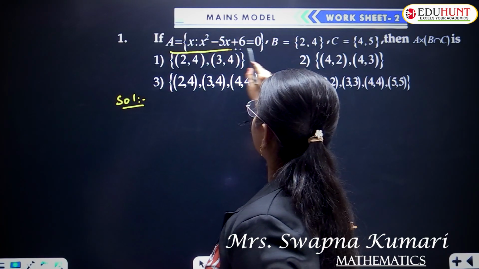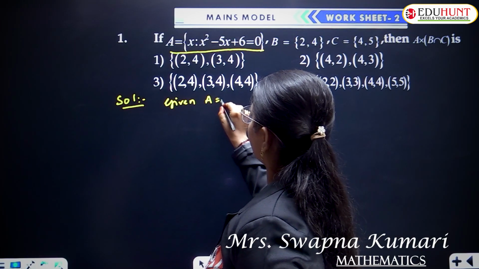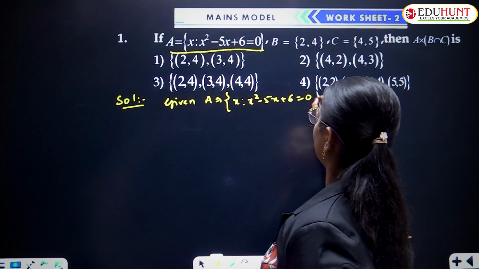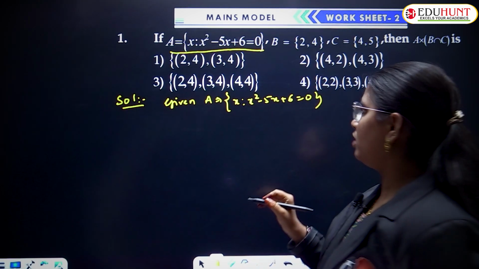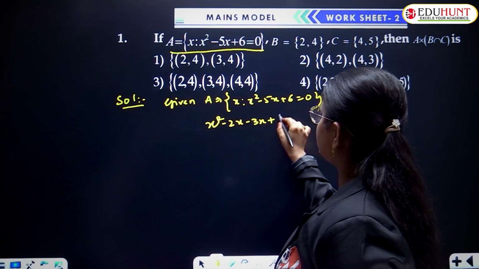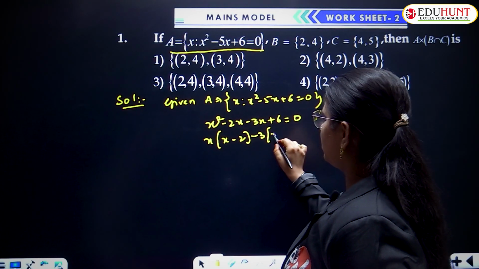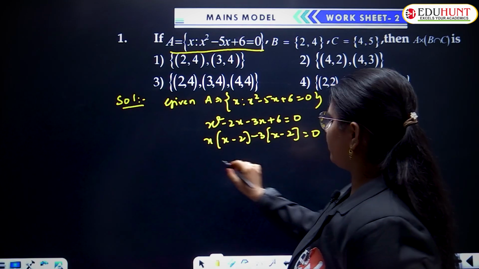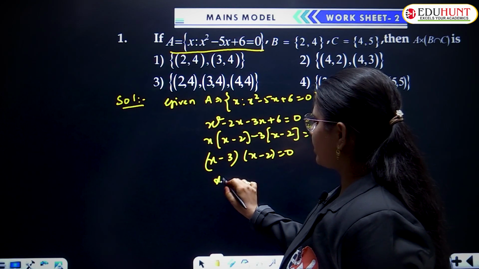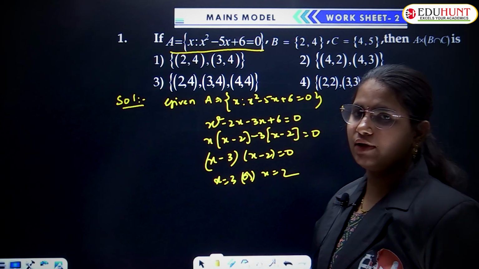Given A is a set, expressed in the form of x such that x square minus 5x plus 6 equal to 0. What are the values of set A first of all? Try to factorize this. x square minus 2x minus 3x plus 6 equal to 0. x common, x minus 2, minus 3 common, x minus 2 equal to 0. So x minus 3 into x minus 2 equal to 0. So x is equal to 3 or x equal to 2. These are the different values of x that we have got.